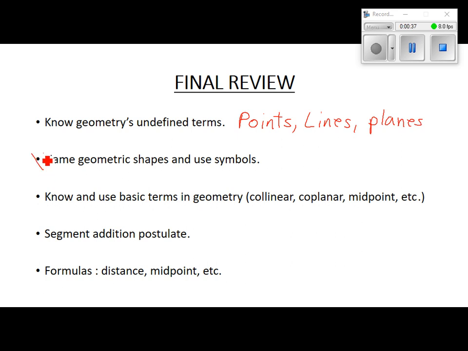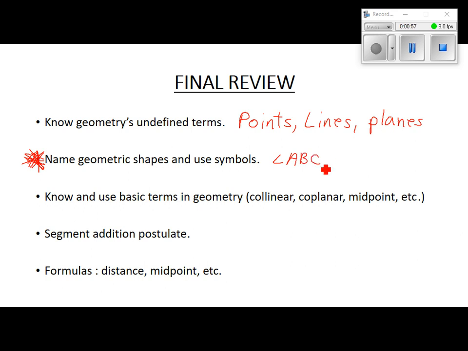Next one, very key one here. You might want to put an asterisk beside that. If you can't do this stuff, then you're in major trouble come next week when you take this exam. Name geometrical shapes and use the symbols. So if I tell you to name an angle, tell me what to write. Any angle, just make up one. Angle ABC.